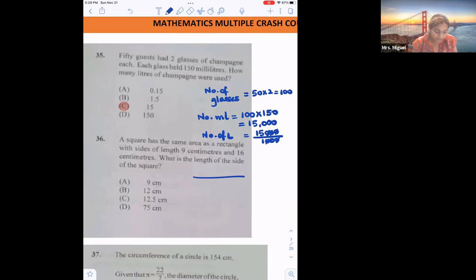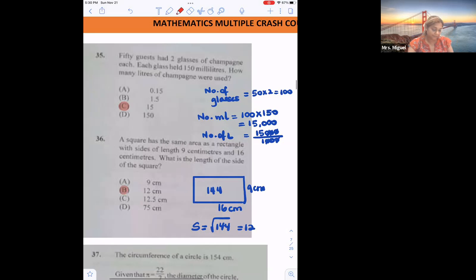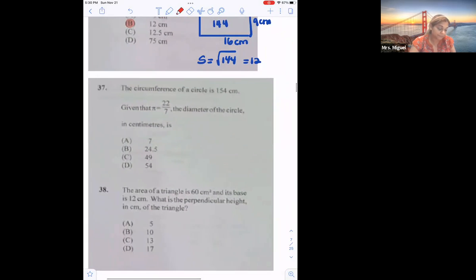A square has the same area as a rectangle. So this is a rectangle measuring 9 by 16. So here is 16 cm. This is 9. The area will be 16 by 9, which is 144. So the side of the square is the square root of 144, which is 12. Right? Number 37. We did this one already.